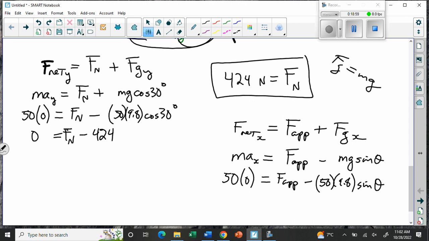So 50 times 9.8 times the sine of, actually 30 degrees, right? Let me put that back in here. Sine 30, we know what the angle is. So we'll just put the sine 30. I could have put it up here too, I suppose, because we already knew that. So we have 50 times 9.8 times the sine of 30, and that works out to 245. 0 equals F applied minus 245.